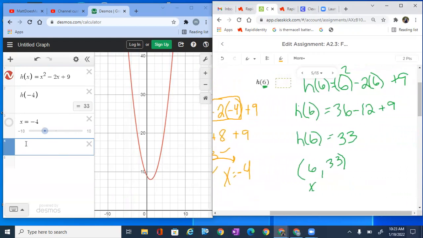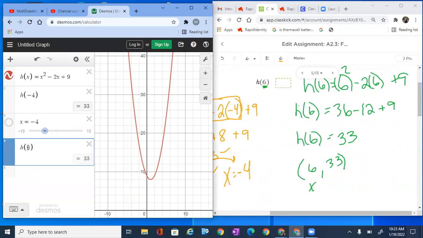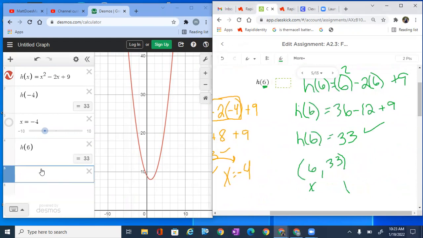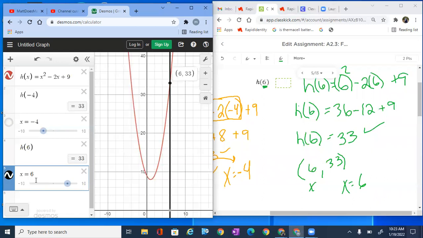Just to go through it one more time, I'm going to type in h of 6, and we get the value of 33. So that verifies that this is correct. But because x is equal to 6, I can also type in x equals 6, and I can look for that point of intersection, and that verifies that value as a coordinate point, 6, 33. All right, I hope that helps you out with using function notation on quadratics and checking it with Desmos.